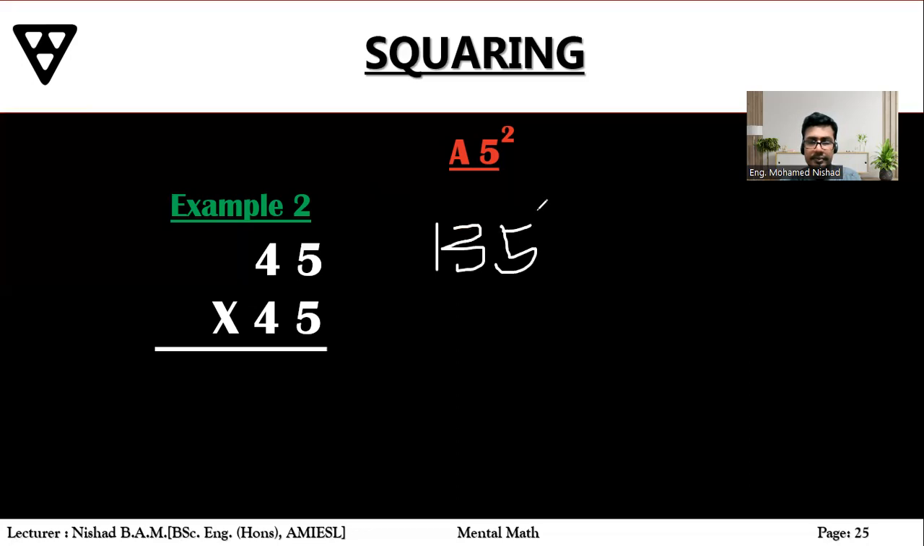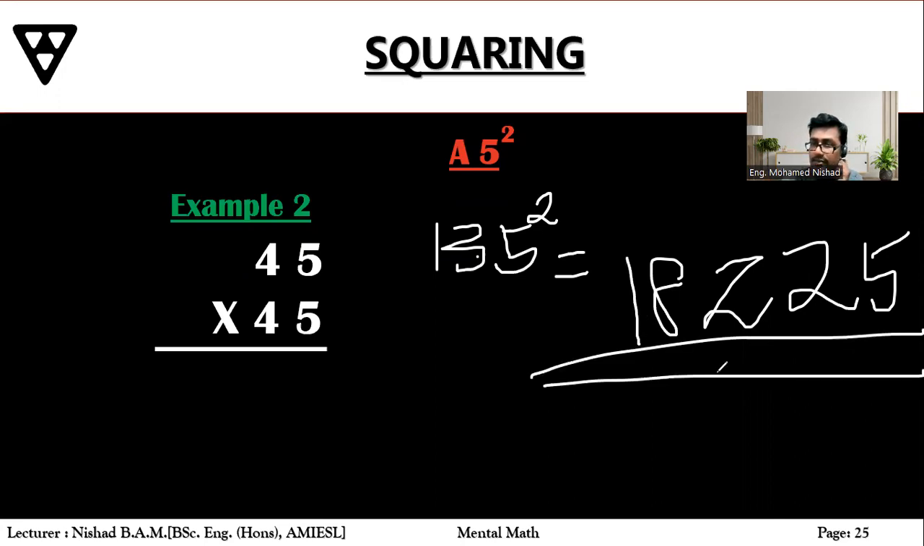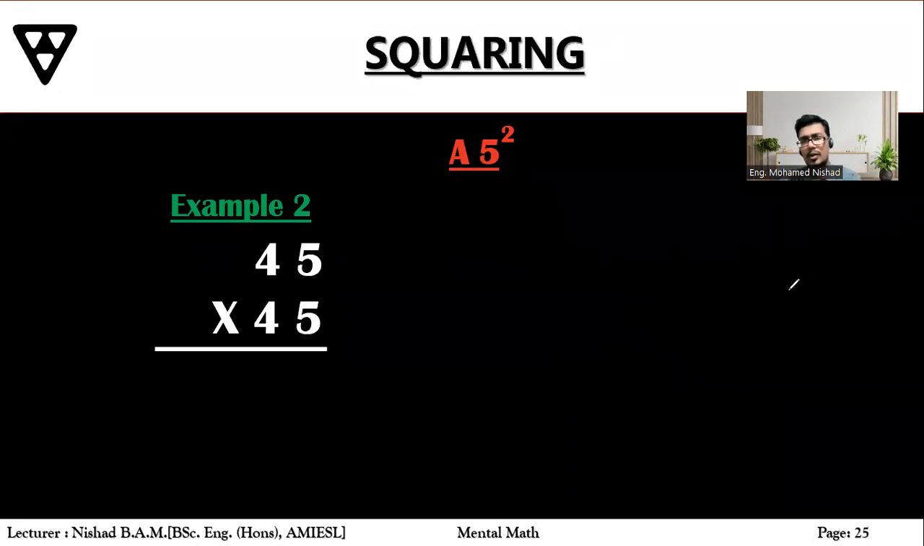135 square. How much will it be? Okay, 25 will come here. 3 times 4, it will be 12. So 2 will come here. 3 plus 4, it will be 7. 7 plus 1, it will be 8. And then 1 will come like this. This is the answer, 18,225. It's very simple. And you can go up to an extent, right? It's not a problem.